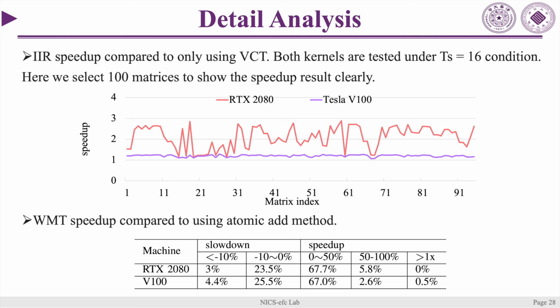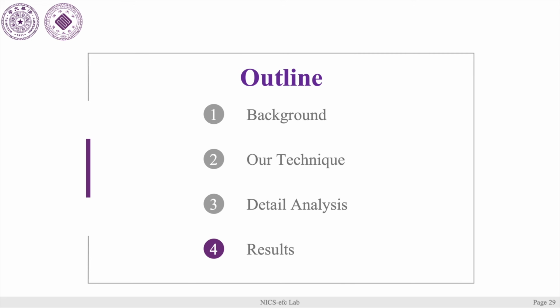Well, the lower table shows the speedup distribution on the SuiteSparse data set while comparing the WMT method with the atomic add method. Note that the atomic add method also implements the VCT and IIR methods. In most cases, WMT outweighs the baseline atomic method. Next part, I will show our results compared to the related work and implementation in ML systems.